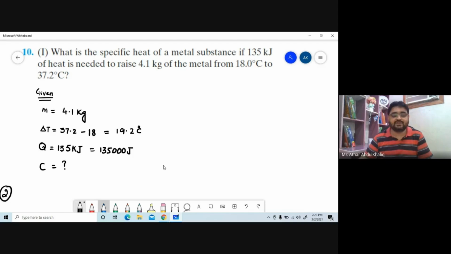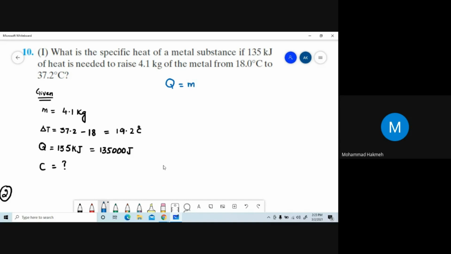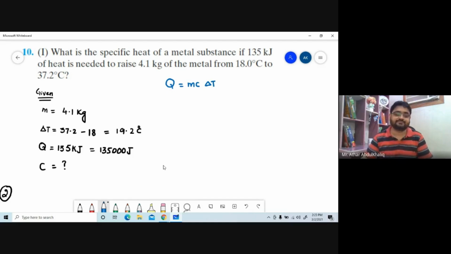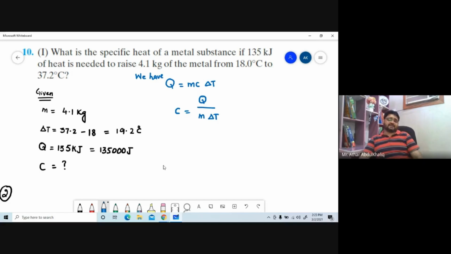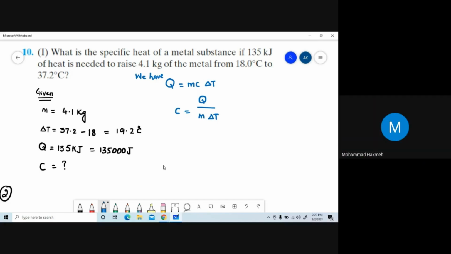So what is the equation for C? We have this equation, Q is equal to mcΔT. So now what we apply is C equal to, just move m and delta T. C equal to Q over m delta T.